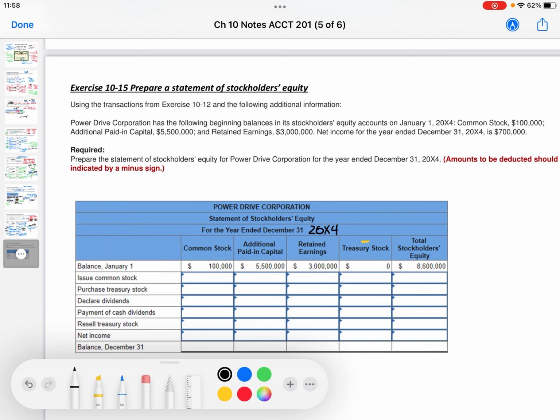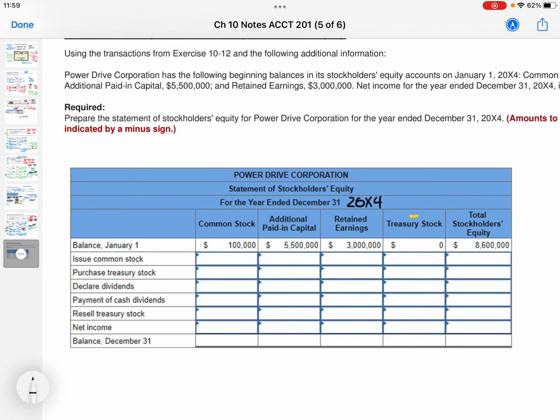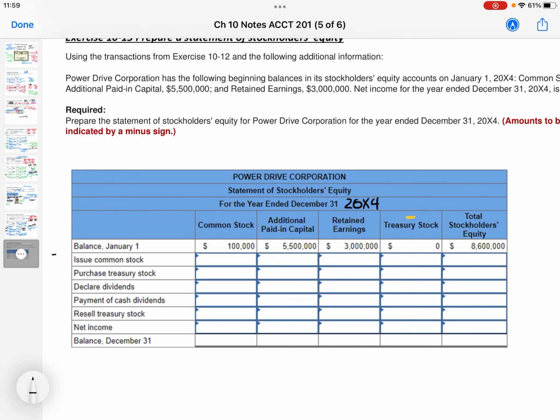Remember, this company had common stock to start with, so of course we've got common and PIK to go along with it. And of course we've got a retained earnings balance as well. Okay, so if we remember correctly, these entries, and I can put the dates on here real quick. These were the entries. We issued stock on March 1st, and then we purchased treasury stock. We declared some dividends, paid the dividends, and then resold some treasury stock.